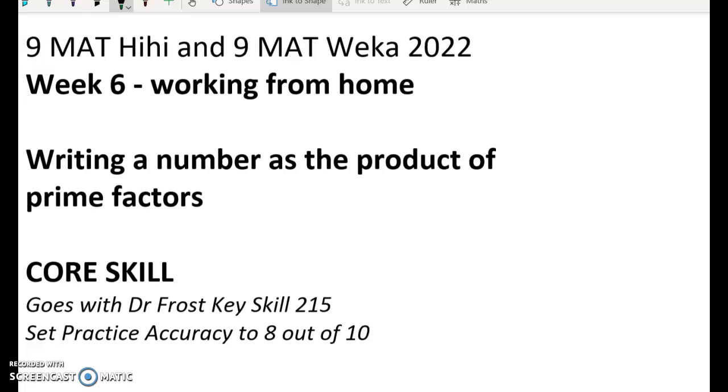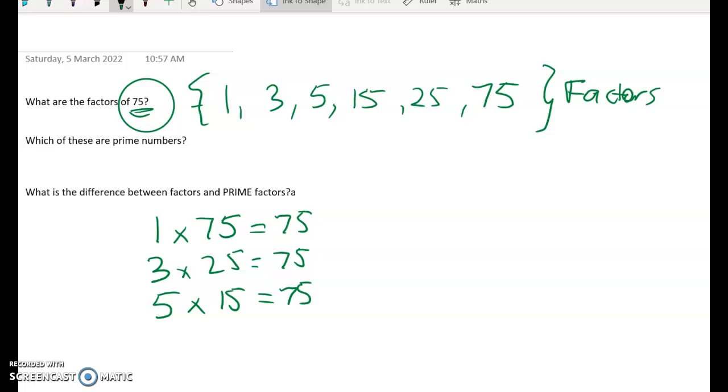But what we're looking at today is what we call the prime factors. So what's the difference? Well, we look at the factors of 75 and we can see that some of them are prime numbers. So 1 is not a prime, but 3 is a prime because it has only 2 factors, 3 times 1. 5 is also a prime. 15 is not a prime because 3 5s are 15. 25 is not a prime because 5 5s are 25. And 75 is not a prime because of all the stuff we've just been doing.